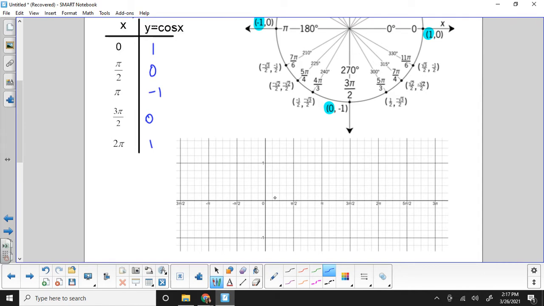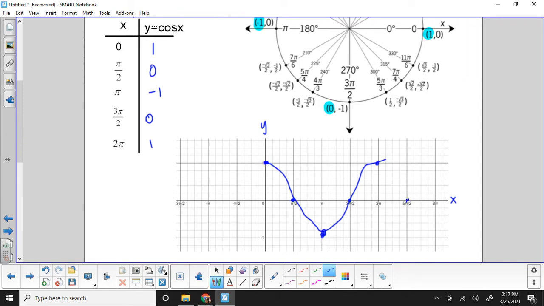Notice that I've labeled my x-axis with radian measures, and my y-axis is going up by increments of 1 on the solid lines. So at 0 radians, I am at 1. At pi over 2, 0. Pi is -1. 3 pi over 2 is 0. And 2 pi is 1. As you can see, I'm going to connect these points, creating this curve.